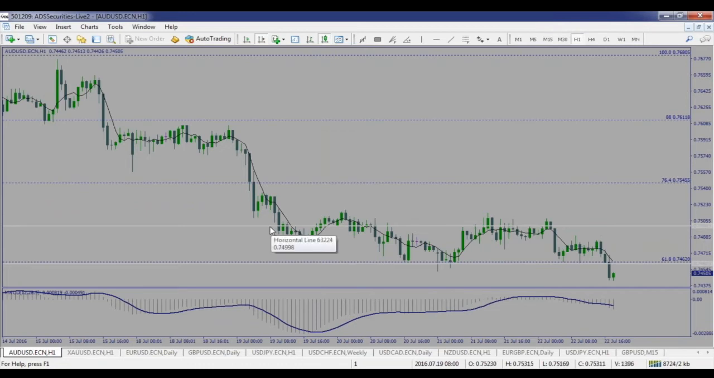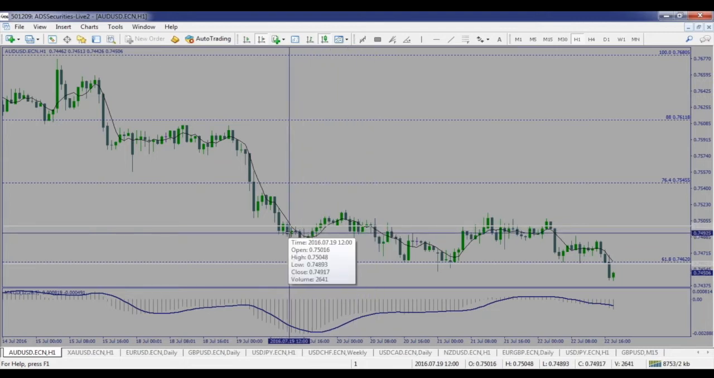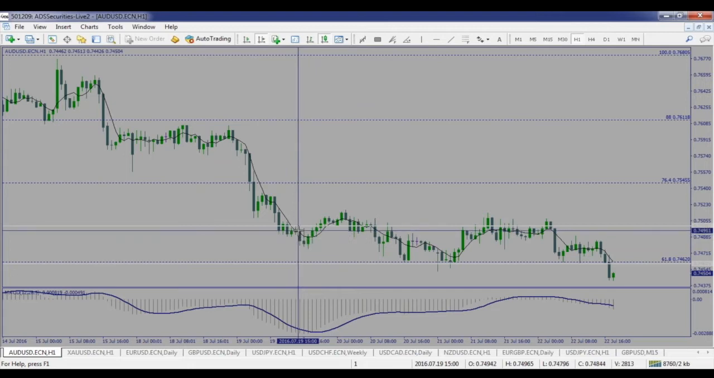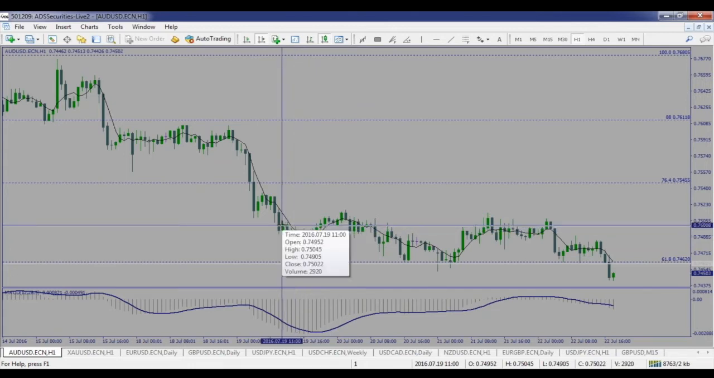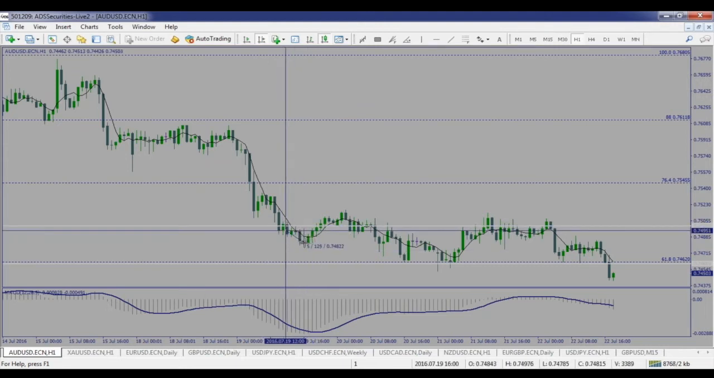However, we can see that this level was not drawn as precisely as it should have been. For example, it should have been at this point. However, let's leave it how it is. Let's say we wanted to enter the market after the breakdown of this major level, and we placed our stop loss exactly on the psychological 0.75 level. The price would have moved in our favor, but then reversed and immediately hit our stop loss.